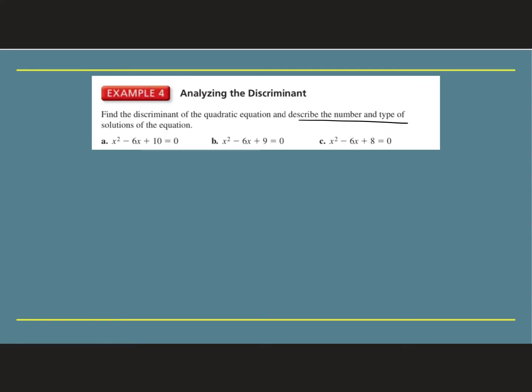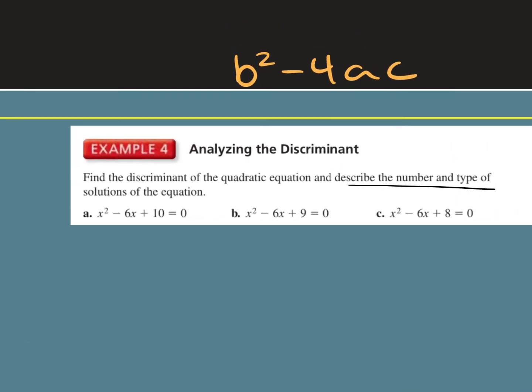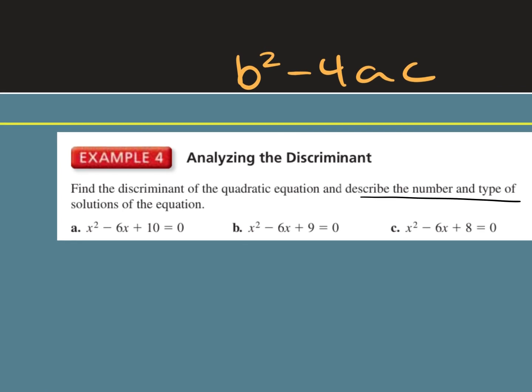So let's do some examples. We've defined the discriminant and described the number and type of solutions of each equation. So our discriminant formula is just b squared minus 4ac. And just like when we were solving quadratics using the quadratic formula, it has to be equal to 0 before we plug in our a, b, and c. So for a, what's my a? 1. What's my b? Negative 6. And what's my c? 10.